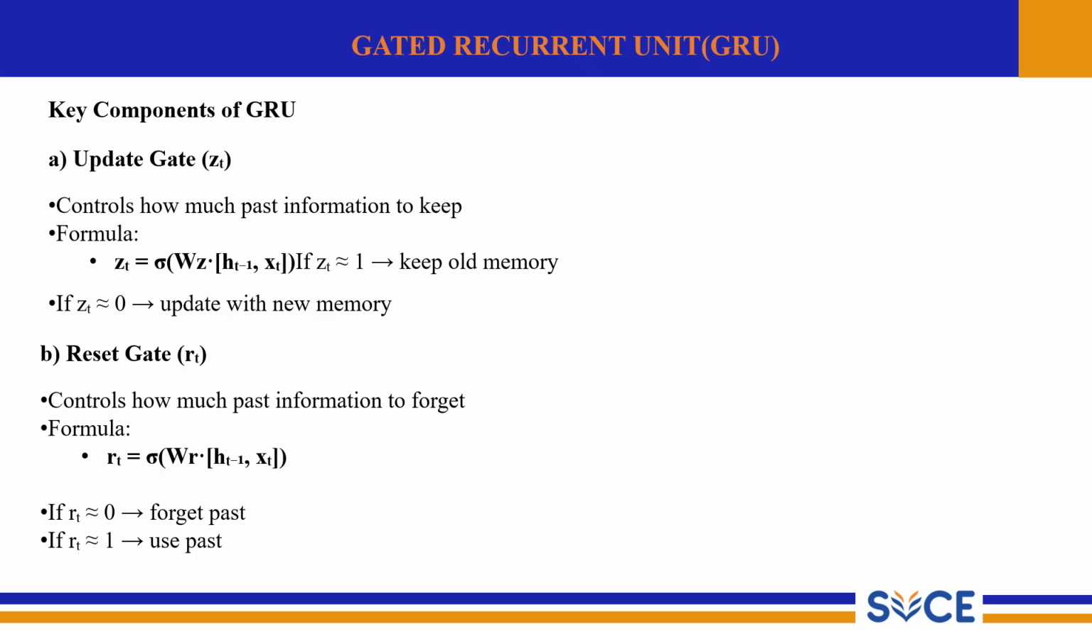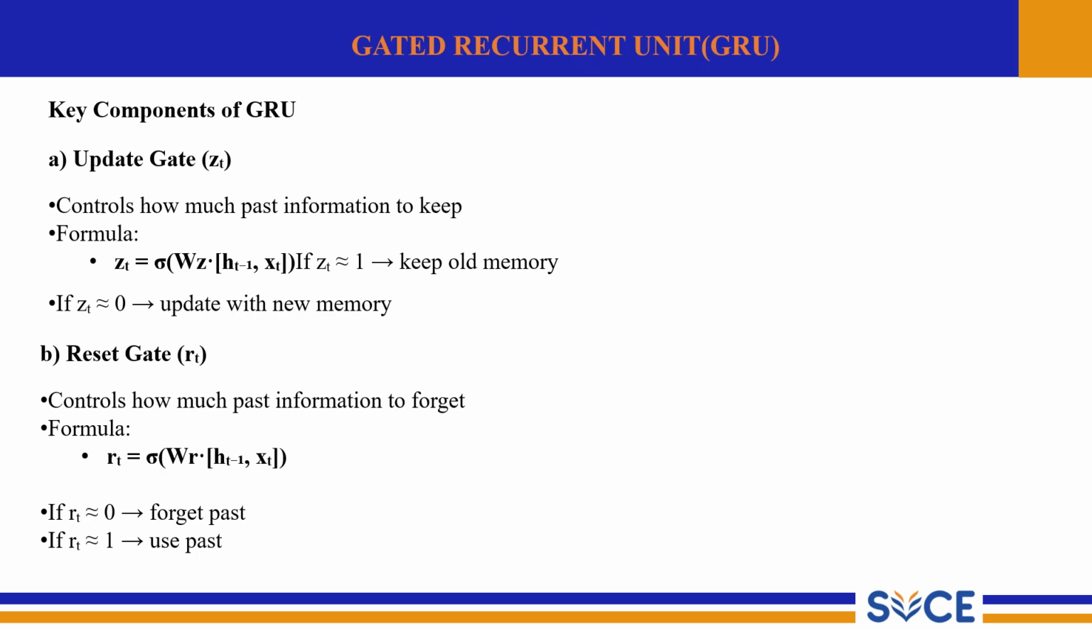If ZT is equal to 1, the model keeps most of the old memory. If ZT equals 0, the model replaces old memory with new information. So, the update gate directly controls how much historical context is preserved in the network.